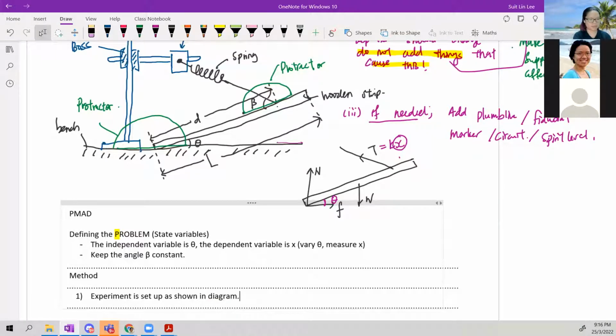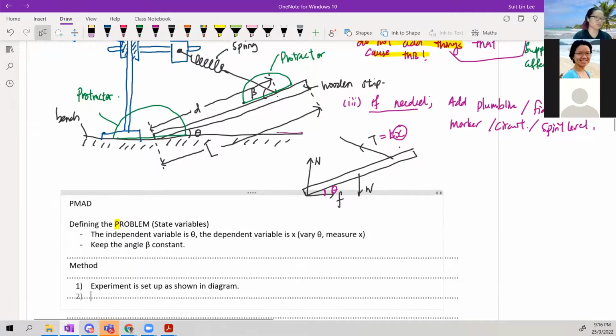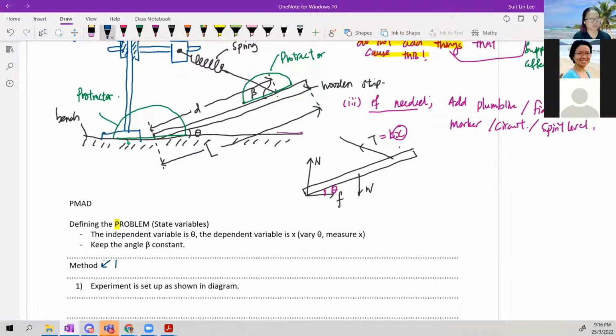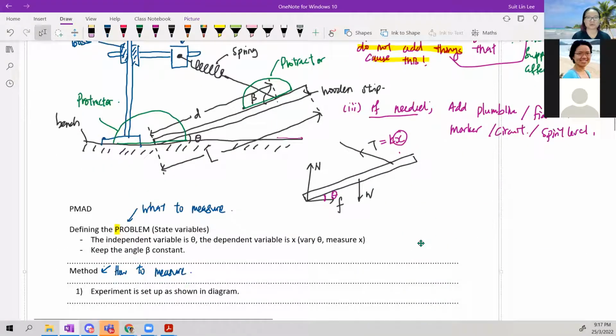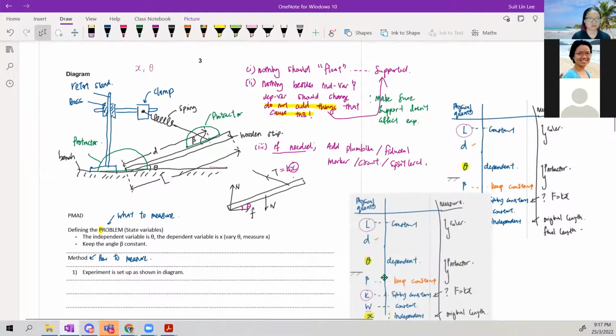Okay, but the method here is basically to try to answer the question of how did we measure all the things that we need to measure? How to measure? The defining the problem is what to measure. Okay, so this one is just right to warm up. So now what do we need to measure? So that's why we list down everything because scared forget ma. Look at the side here.